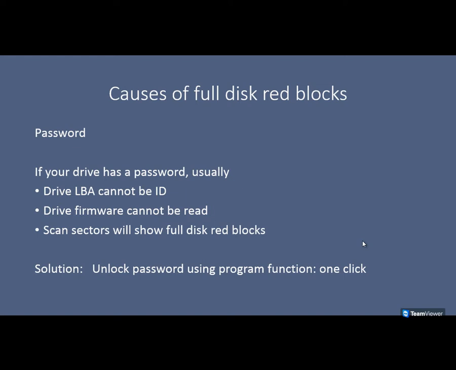To solve the problem is very easy. If you're using the SRP firmware tools or the old FRP tools, it is very easy to unlock a password. For WD and for Seagate, it's just one click. In the program, you just click unlock password, and the password will be cleared, and you'll have your data back. If you scan, normally the scanning will go well. So for Seagate and WD, it's normally easy.